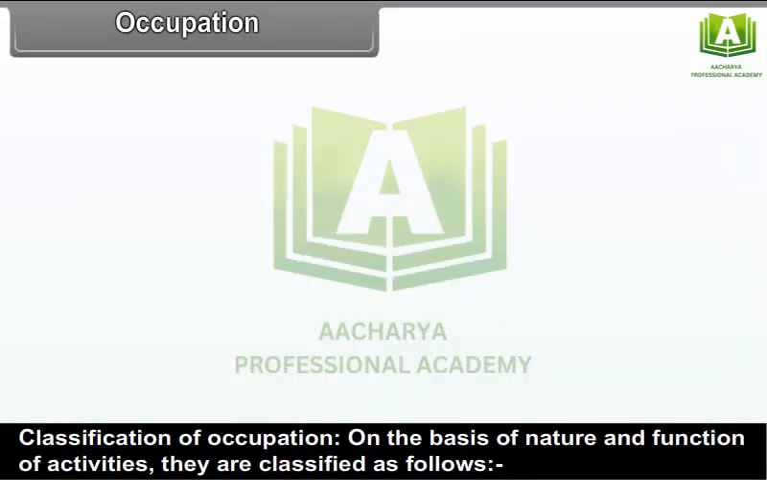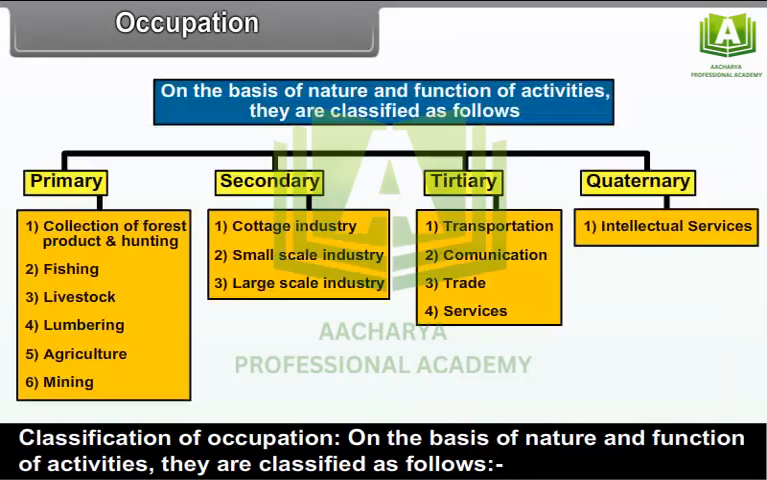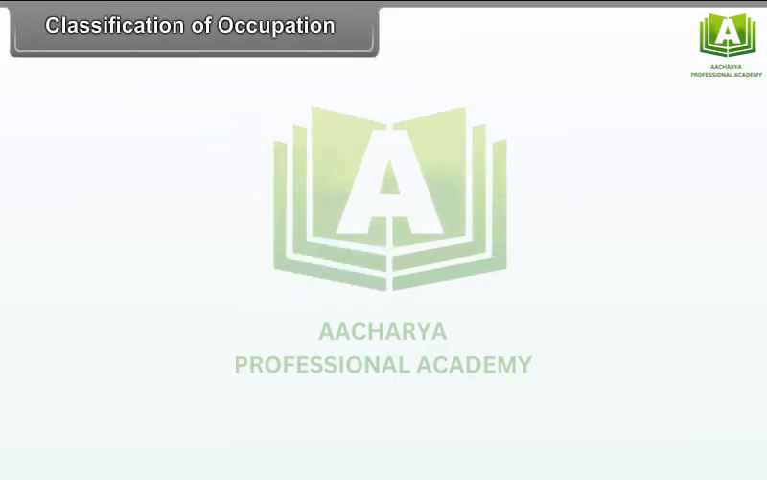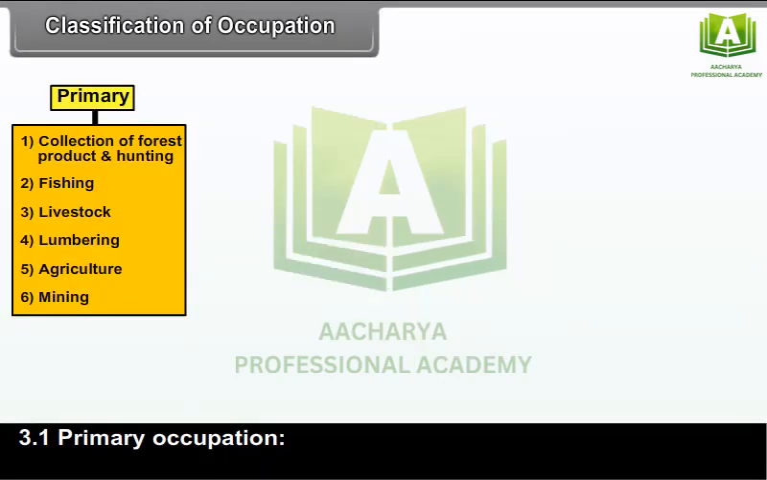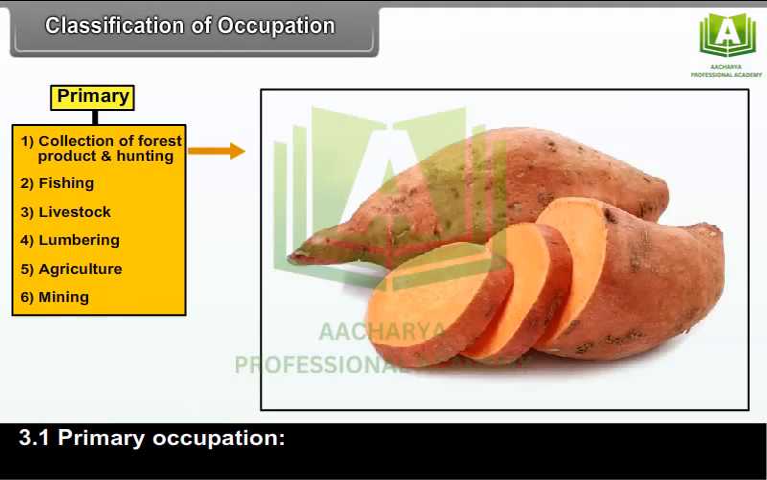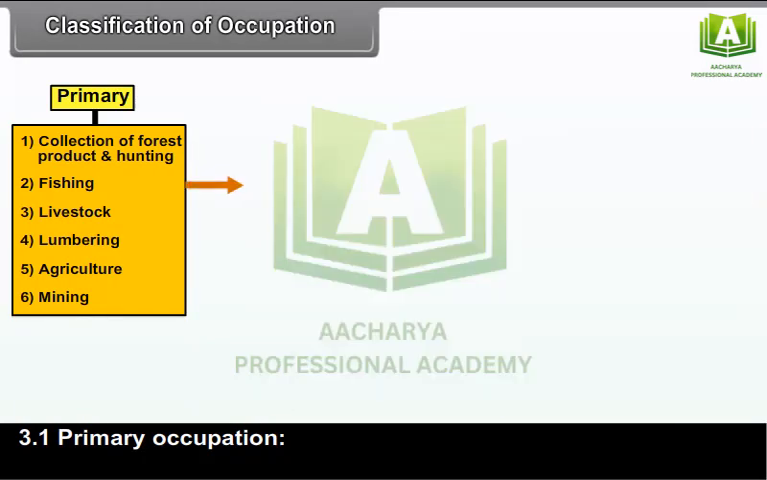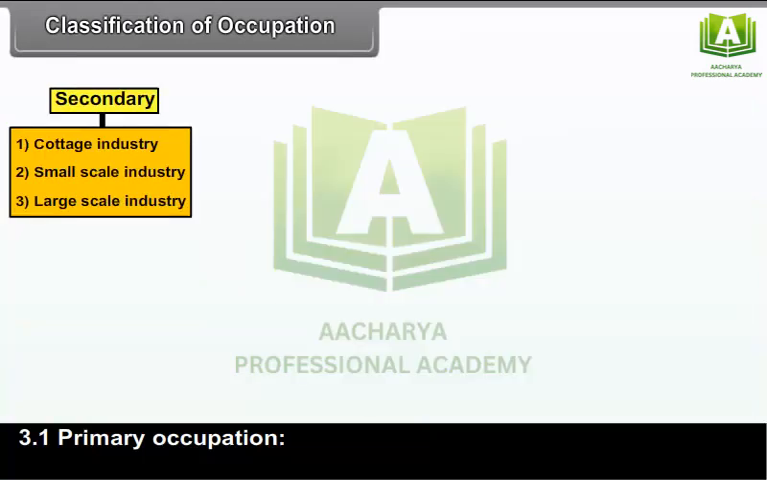Classification of occupation. On the basis of nature and function of activities, they are classified as follows. Primary: 1. Collection of forest products and hunting, 2. Fishing, 3. Livestock, 4. Lumbering, 5. Agriculture, 6. Mining.